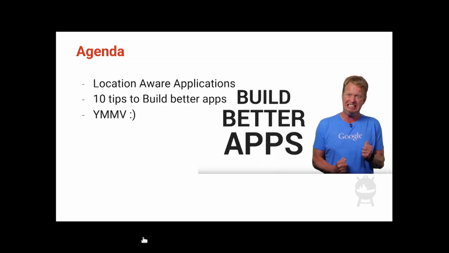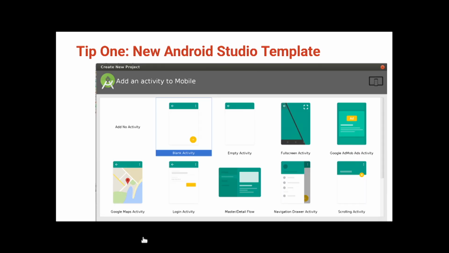The agenda today is talking about location-aware applications and looking at 10 tips around building better apps. Build better apps is a mantra that Magnus and I came up with. We really want to help you build better apps. It's very easy to build mobile applications, but very hard to build really good ones, and it's a journey of trying to improve them in any way you can. No matter how good your app is, there are always ways to improve it. We're always here to learn from you, just as hopefully you can learn from us. Some of these 10 tips may apply to you, some may not, so your mileage may vary.